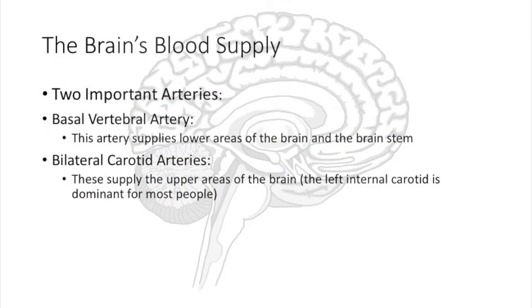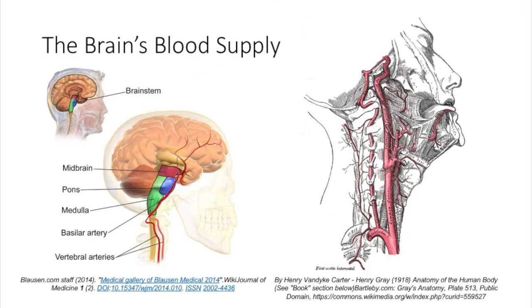The brain's blood supply and neuroanatomy are important to understand and have a basic concept of. That way, when there is blockage or bleeding, you'll know what area of the brain that leads to. The basilar and vertebral arteries supply the lower areas of the brain and the brain stem, while the bilateral carotid arteries supply typically the upper areas of the brain, while the left internal carotid is dominant for most people. This is the view of the brain supply. The picture on the left shows the basilar vertebral artery and shows that it supplies most of the brainstem and lower areas of the brain.